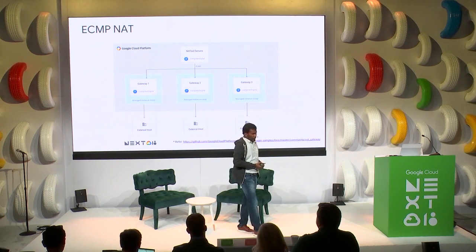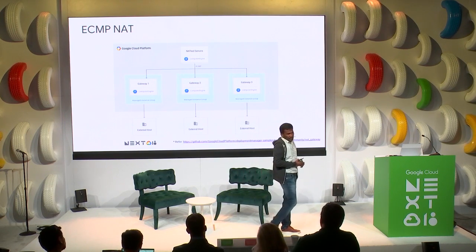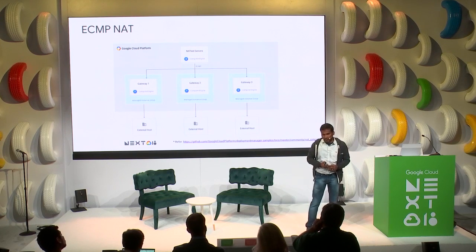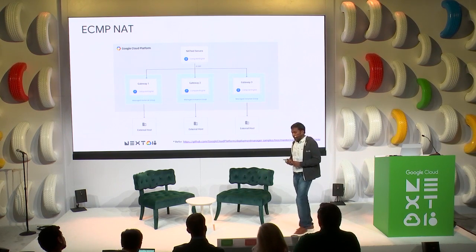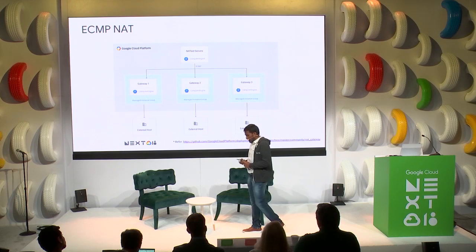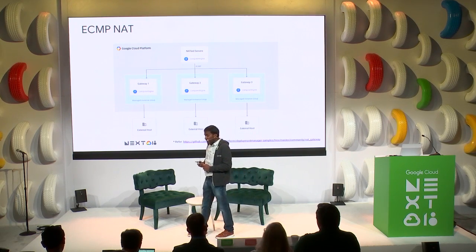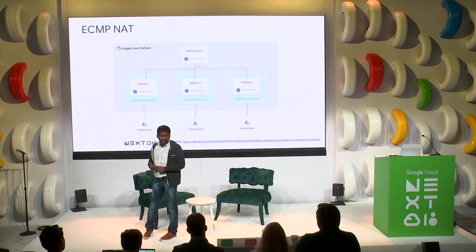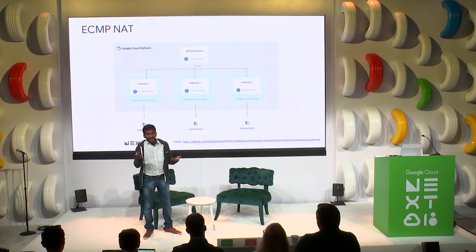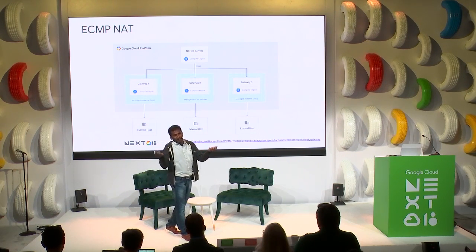So Jeremy talked about how our network egress bandwidths are. We scale up to 16 gigabits per second for machines with 8 cores and above. So if you want to get higher bandwidth than this, then you can basically use an ECMP NAT solution and scale it independently and get as much NAT bandwidth as you want.